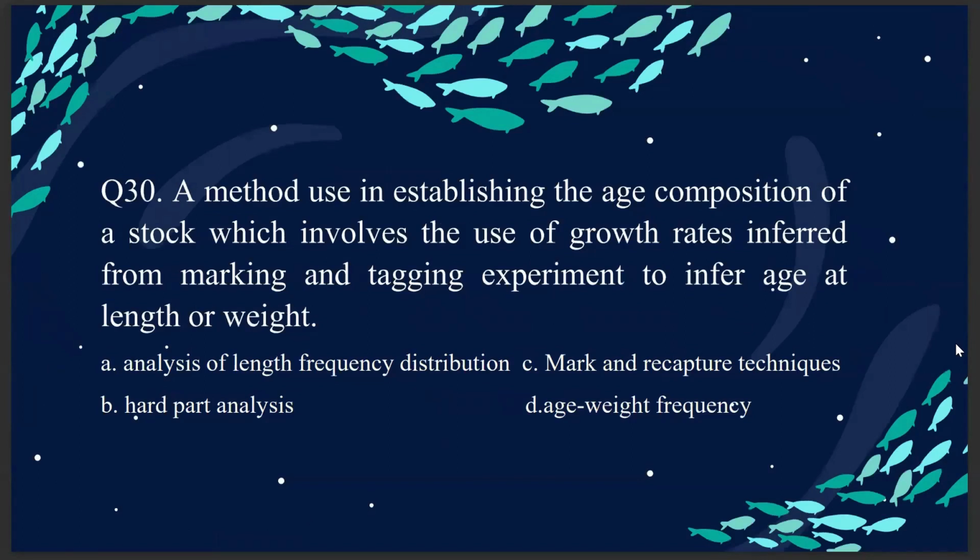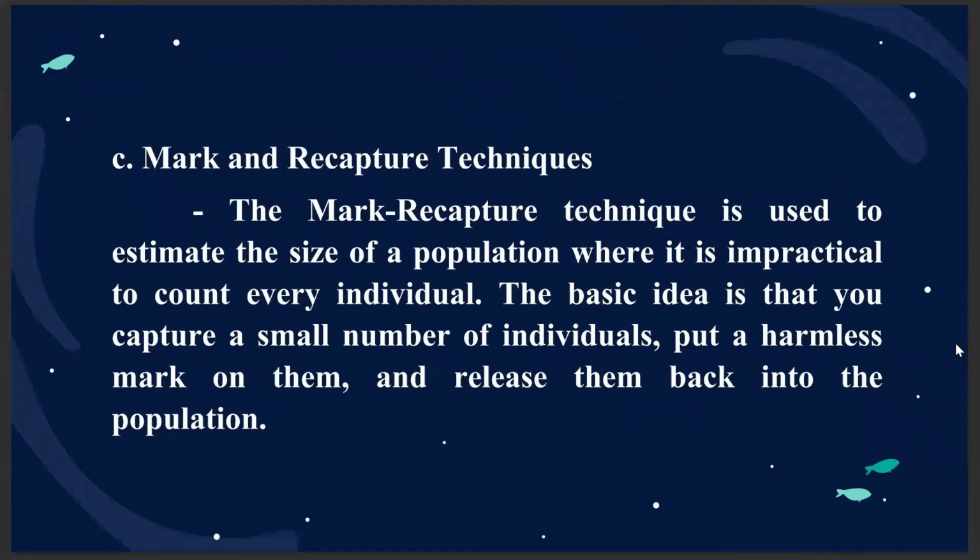Question number 30. Method used in establishing the age composition of a stock which involves the use of group weights inferred from marking and tagging experiments, to infer age and length. A. Analysis of length frequency distribution. B. Hard part analysis. C. Mark and recapture techniques. Or D. Age weight frequency. The answer is C.